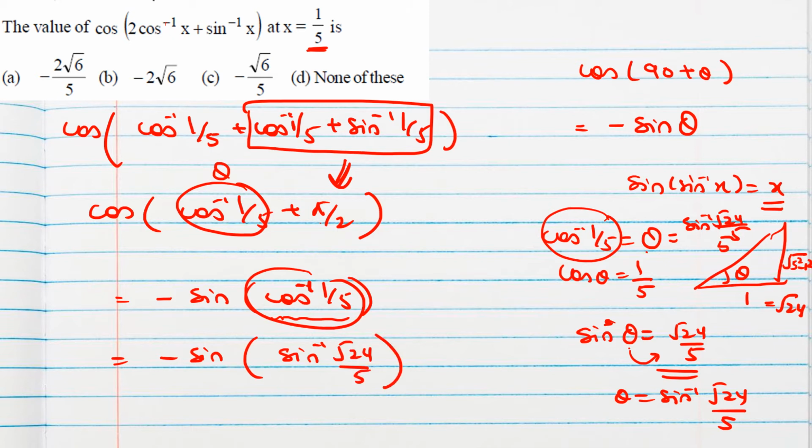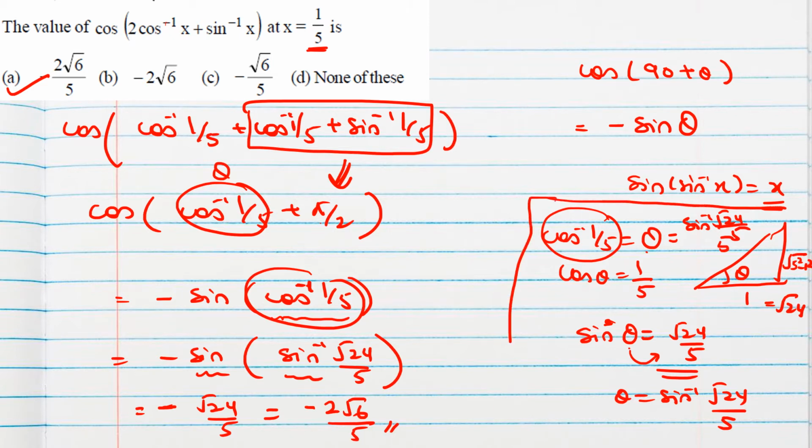Now keeping minus outside, we can cancel this using the property. Answer will be root 24 by 5. But it is not in the option. That means we should simplify this. If I write 6 into 4, 4 we can write outside and it will come as 2. So 2 root 6 by 5 will be the answer, which is option A. So always use the triangle method. Identity also we can use, which relates sine and cos, or otherwise the triangle method also we can use.